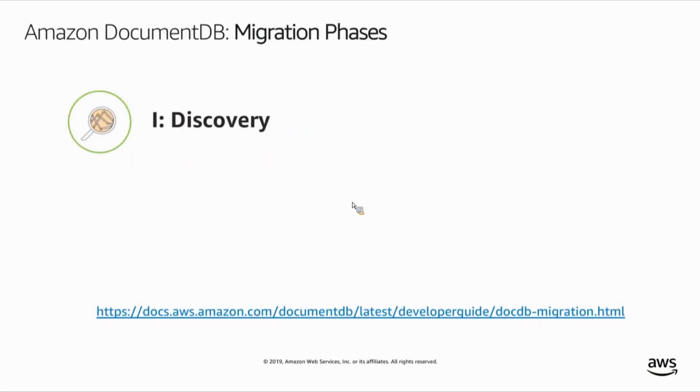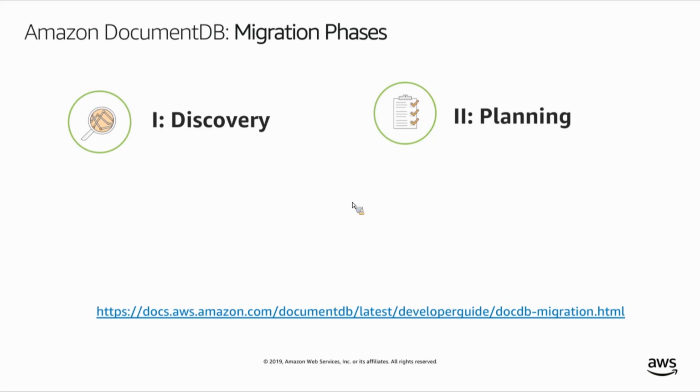So when we're thinking about migrating to DocumentDB, we want to think about our migration in 4 primary phases, starting with the discovery phase. And this is the phase where you're going to better understand what it is you're migrating from. What kind of deployments do you have locally? What does your data look like? What do you need to think about in terms of compatibility and so forth?